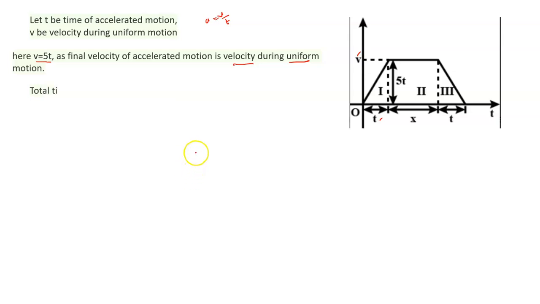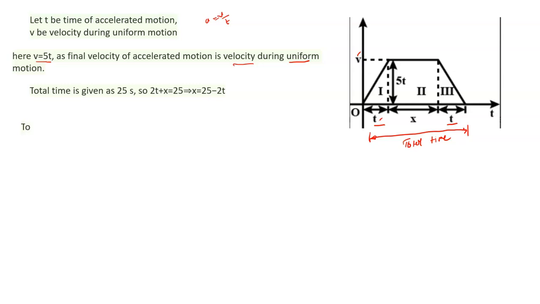Now what will be the total time? The total time is given as 25 seconds. That is given in our question only. So we'll have 2t plus x is equal to 25. Here 2t is this t plus this t. Total time, so time from here to here, that is the total time. Right? So 2t plus x is equal to 25, so x is equal to 25 minus 2t.